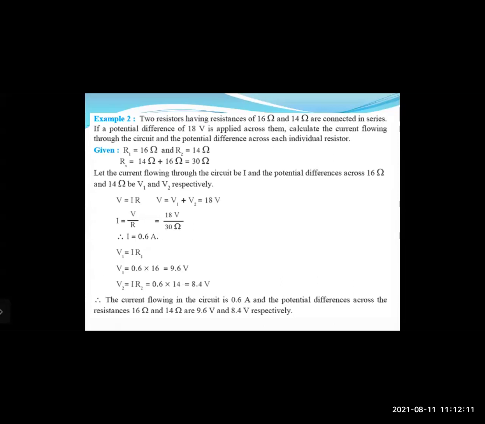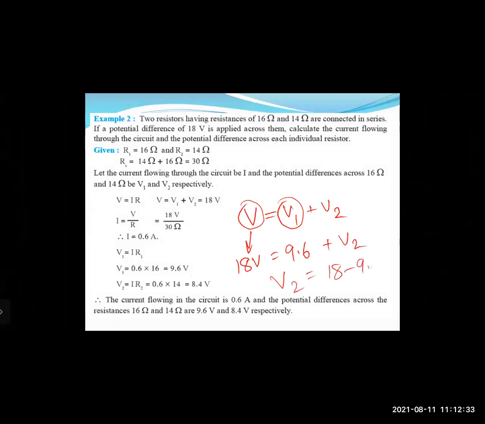So V2 you can calculate by another method as well. What is the other method? We know V equals V1 plus V2, right? So the value of V we know as 18 volts. And if you substitute V1 as 9.6 volts, we can calculate V2 is equal to 18 minus 9.6, that is 8.4 volts. So you can do it that way also. Okay, so this is just one way of verifying if your answer is correct. Okay, so then we have to put your final answer in statement form.